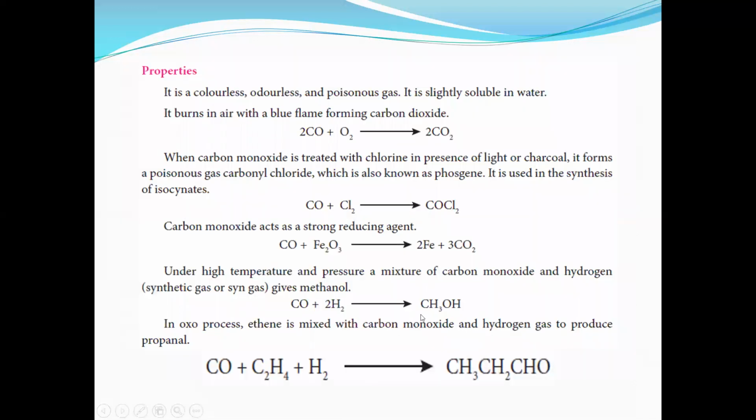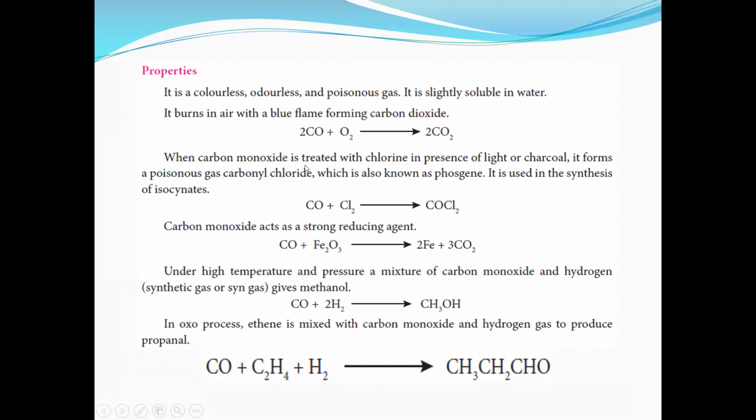So next one is the properties of carbon monoxide. It is a colorless, odorless and poisonous gas. It's slightly soluble in the water. It burns in air with a blue flame forming the carbon dioxide. So carbon monoxide reacts with the oxygen giving the carbon dioxide.